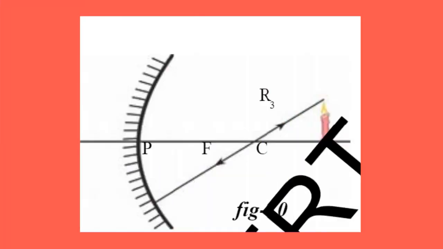Dear children, observe here: from the candle, the ray R3 passes through the center of curvature C. It reflects after being incident on the concave mirror. Again, it travels in the same direction through C. Dear children, you draw this rule number 3 also.